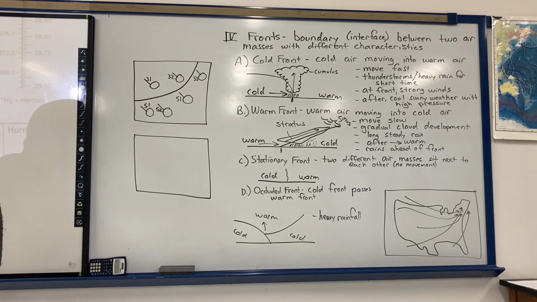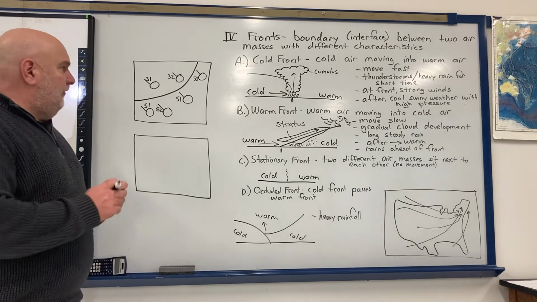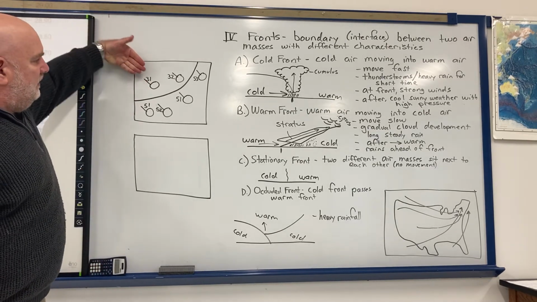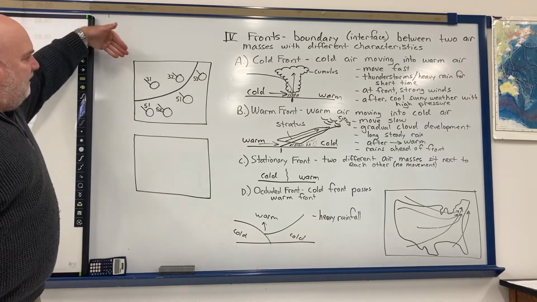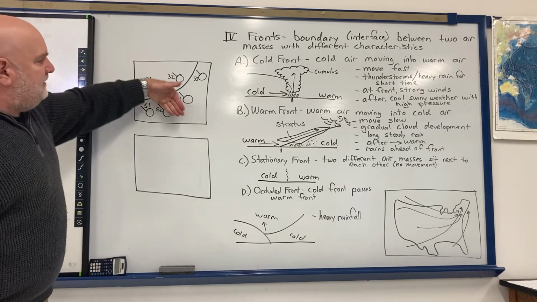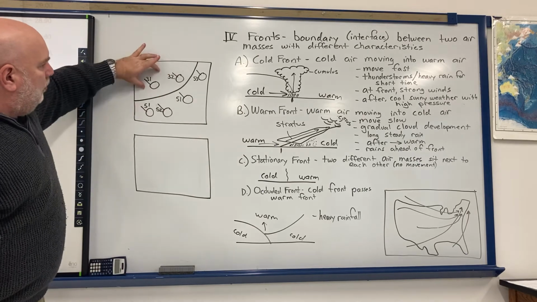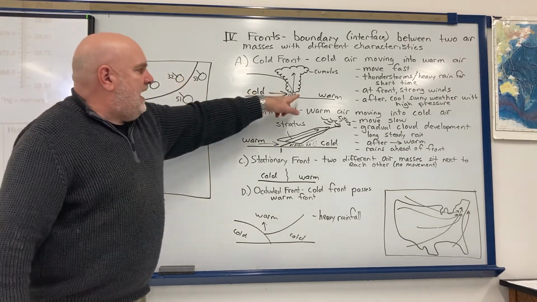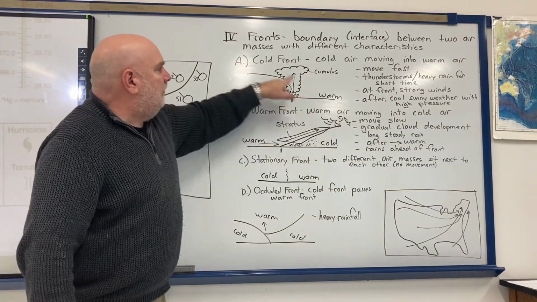Next, I got to figure out what kind of front that is. All right, so the little shafts are pointing that way. That means the air is coming from this way, going that way. So the 30s are going into the 50s. So the colder air is going into the warmer air. So that's just what I have right here. Cold air going into warmer air, so it's a cold front.